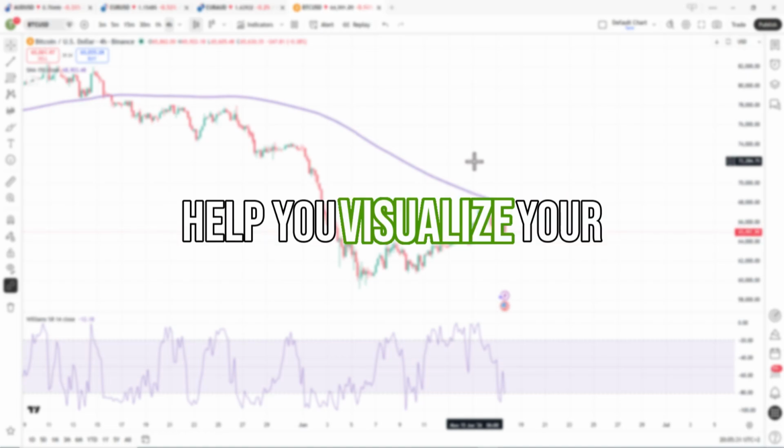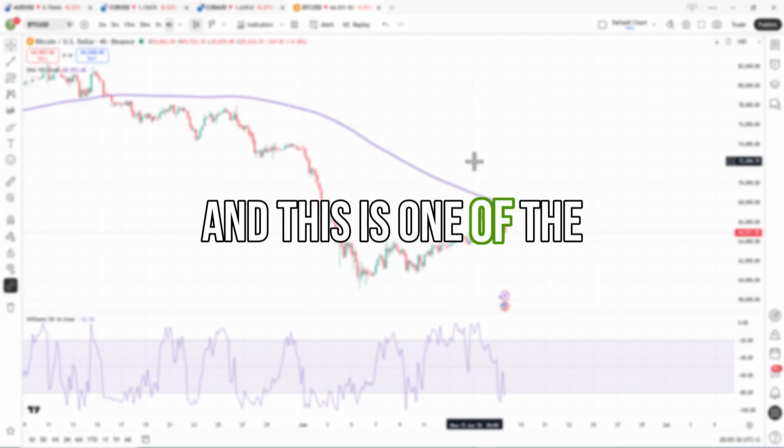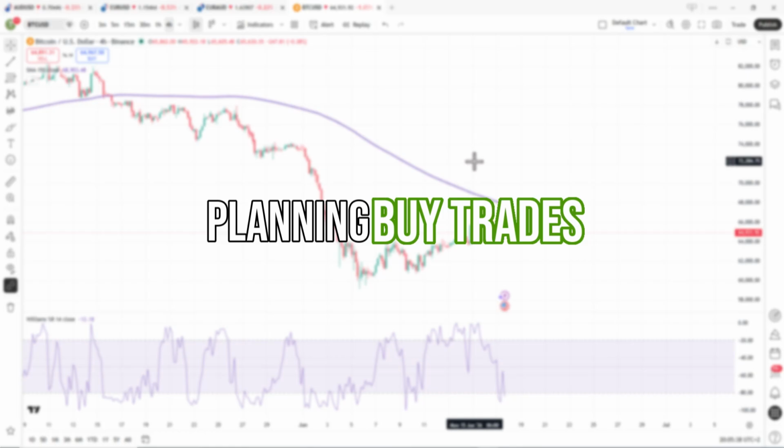If you're planning a buy trade, a so-called long position, TradingView has a built-in tool that can help you visualize your entry, your stop loss, and your take profit in seconds. And this is one of the most useful tools for planning buy trades.